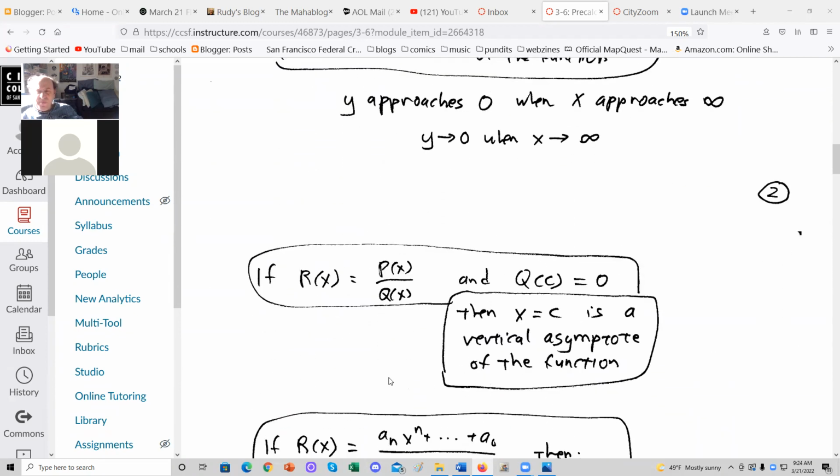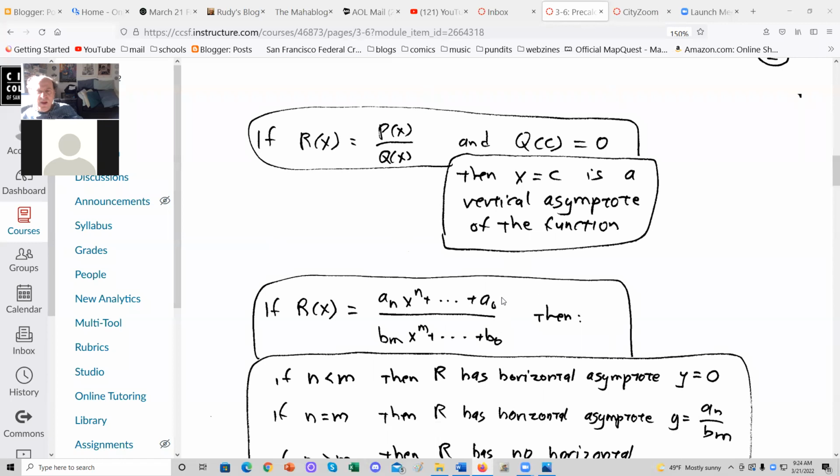Okay, now, if we have a rational function R equals P of X over Q of X, and Q of C equals 0, then X equals C is a vertical asymptote, because you're dividing by 0 and getting infinity. If R of X equals a polynomial with leading term a n x to the n over a polynomial with leading term b m x to the m, then its horizontal asymptote depends on a and b and n and m.